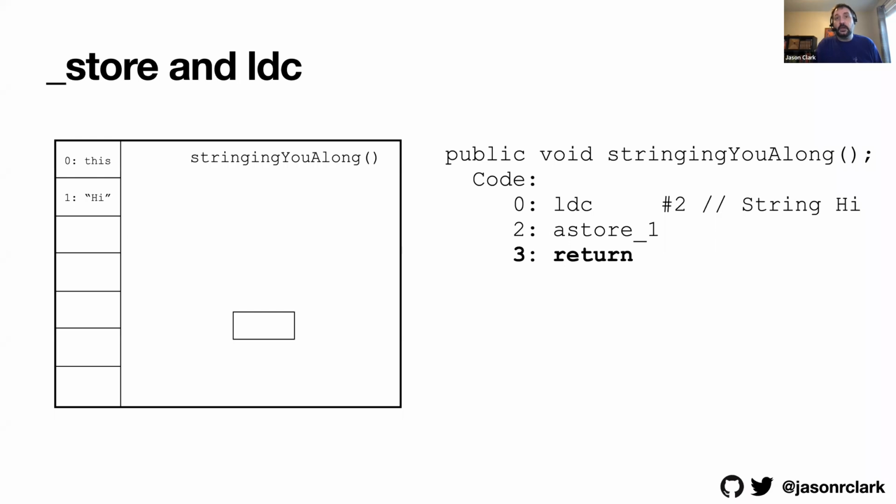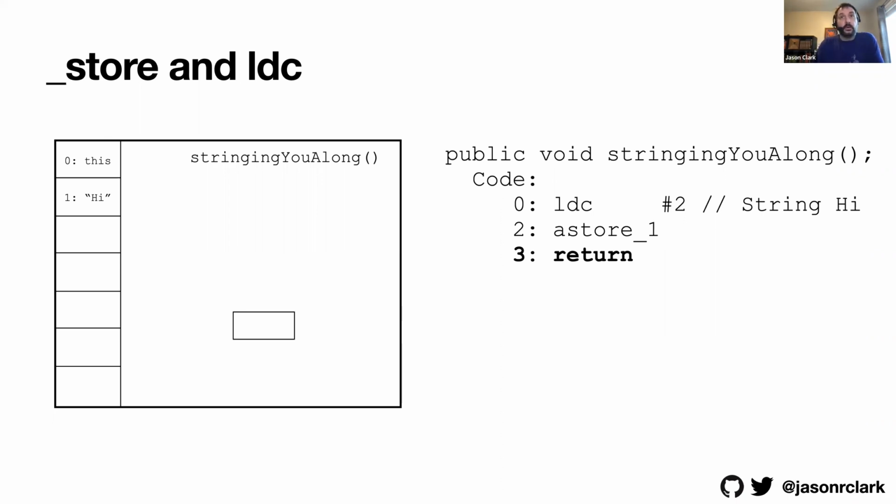Last but not least, our method was void, so it just is going to have a return at the end. There's no type on it because we don't really care. We're just exiting the method rather than actually returning a value to another caller. So that's store and loading constants.